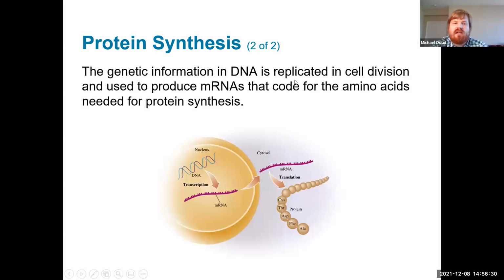We'll talk more about this in a little bit. But yeah, so transcription, again, that's in the nucleus. Translation, you'll talk more about where it occurs in your biology class. For now, we'll call it the cytosol, but a lot of times it happens at the endoplasmic reticulum, the rough endoplasmic reticulum in particular, but that's not part of this class, so don't worry about that.